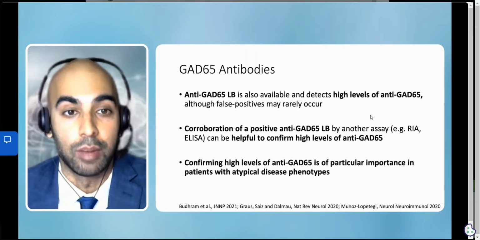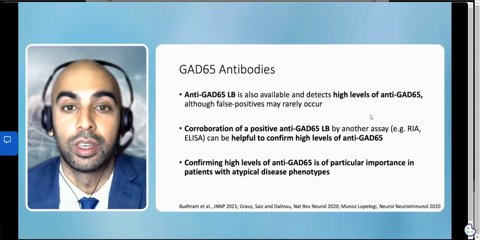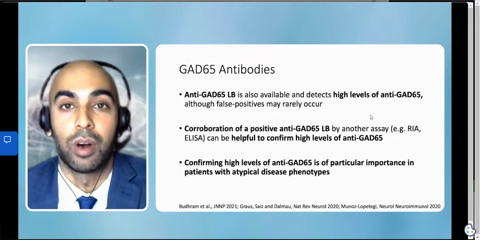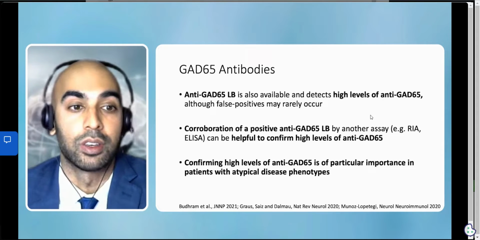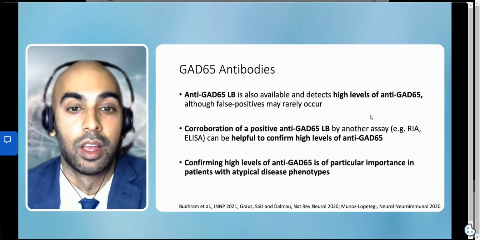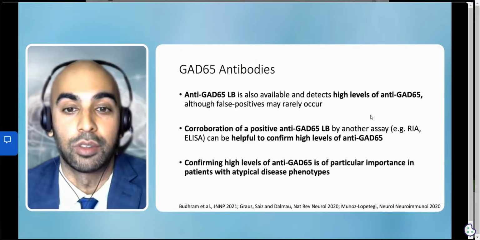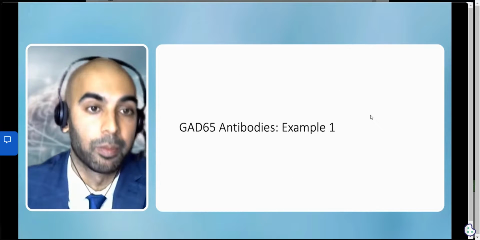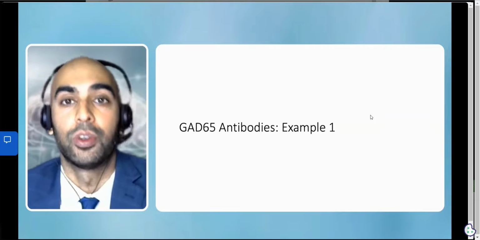Anti-GAD65 line blot is also available through Euroimmune and detects high levels of anti-GAD65, although false positives may rarely occur. Corroboration of a positive GAD65 line blot with another assay, such as radioimmunoassay or ELISA, can be helpful to confirm high levels of anti-GAD65. And confirming these high levels is particularly important in patients who do not have a typical disease phenotype. So I'm going to go through a few examples of this.